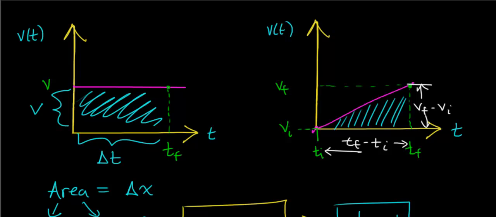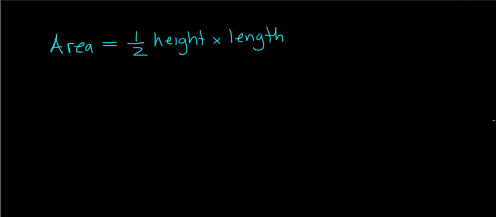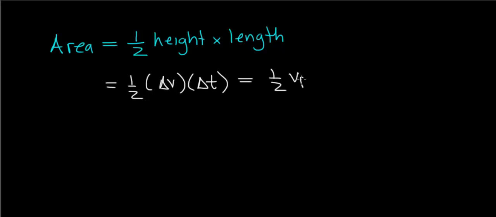And so now we can rewrite the area of this triangle as 1/2 the height, which we said was the change in the velocity, times the length of the triangle, which is the change in time, which works out to be 1/2 (v final minus v initial) times the change in time, delta t.